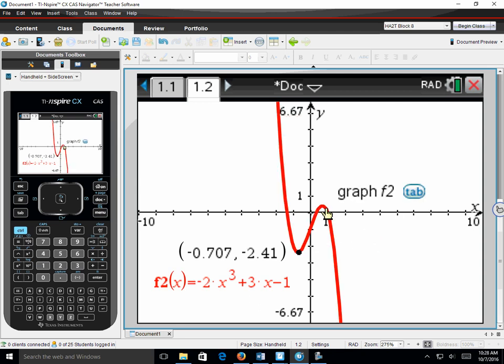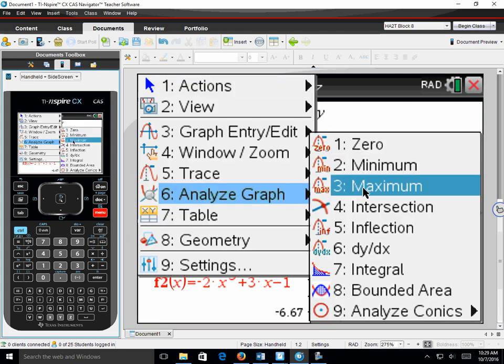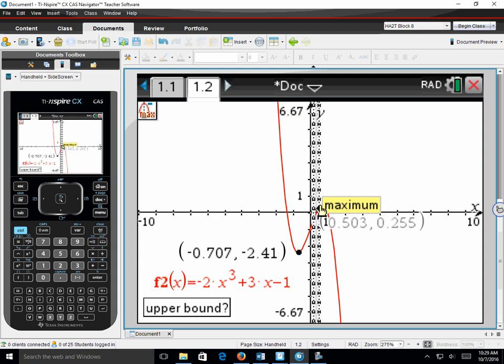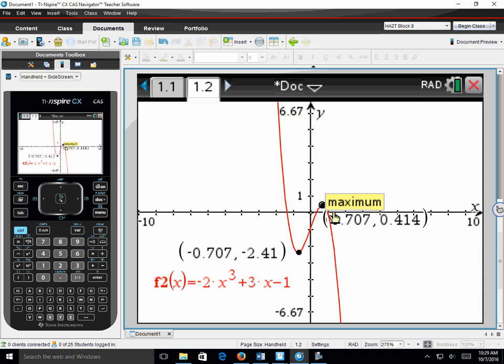All right, if I want to find this relative maximum, which I'm pointing to right here, I'm going to go Menu, Analyze Graph, Maximum. Again, it's asking for a lower bound, so you have to give the calculator some clue as to where you're looking. I go to the left of that maximum and click. Now it's asking for the upper bound. It's giving me that grayed out search zone, and I click again, and it's showing me this ordered pair, 0.707 comma 0.414 approximately, is the relative maximum.